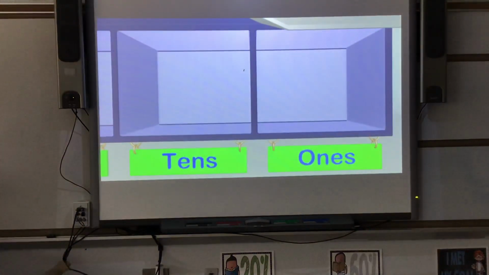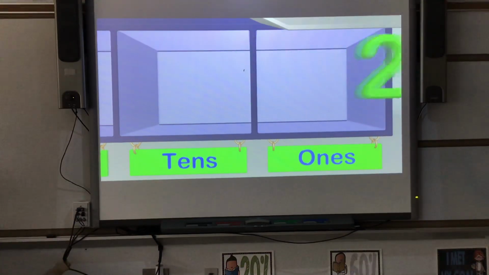Here we have the tens and ones places. There are rules in this house that have to be followed, and one of the rules is that you can only have one digit in each room. A digit is any number from 0 to 9. Let me show you what I mean. Here is the number 2, and this is one digit because there is just one number.